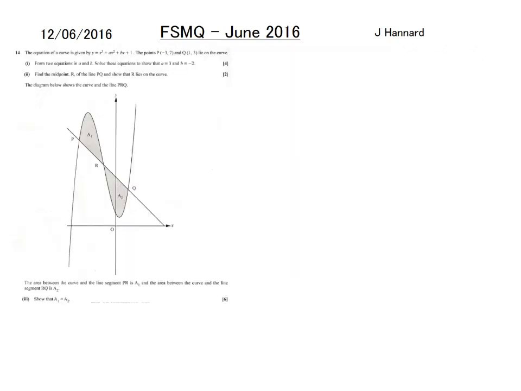Question 14 then, and I made a bit of an embarrassing mistake on this question when I first did it. Well, it wasn't a mistake, it was just I did a lot more extra work for it, but we'll go through it anyway, it's good maths. The equation of a curve is given by y equals x cubed plus ax squared plus bx plus 1. The points P and Q lie on the curve. So if we put the x and y coordinates into that equation, we can end up with 2 simultaneous equations, and we end up with that.